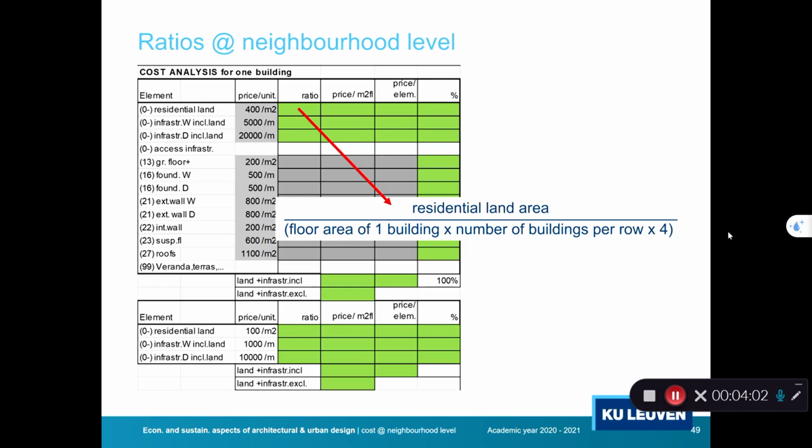We calculate, first of all, the amount of residential land per square meter floor. So now we need to know how much land we need to buy to provide the amount of square floors that we have built. So what we do to define this ratio is calculate the ratio of the residential land area and divide that by the floor area of one building, the total floor area, so not only the ground floor, but all levels, multiplied with the number of buildings in our residential land, so it's the number of buildings for each row, for each street, and we have 4 streets, so we multiply by 4.